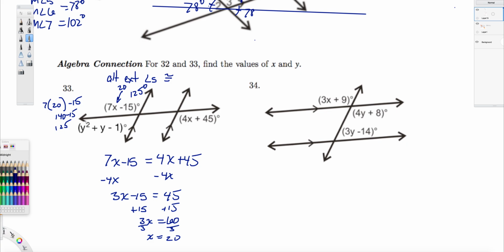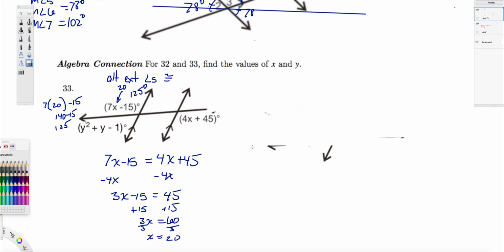Now, we have to find y. I'm just going to erase this one. I'm not going to do this one. You do this one on your own. That one's a little bit easier anyway, I think. So y squared plus y minus 1. So I just said is a linear pair with the 125. So if we add them, they're supplementary. So they should be equal to 180.